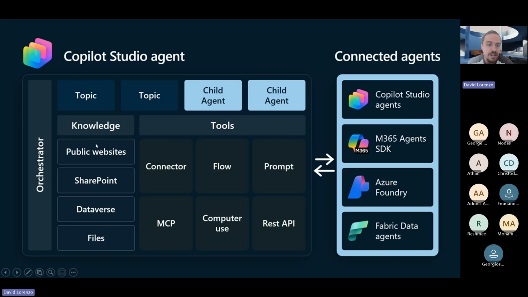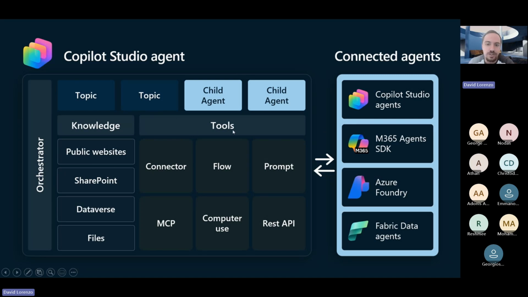We can query public websites through the Bing API. We can take information from SharePoint sites using the libraries or the lists. We can run on Dataverse. We can use MCP Dataverse, which is very, very powerful, but is still in preview. We can upload files also.